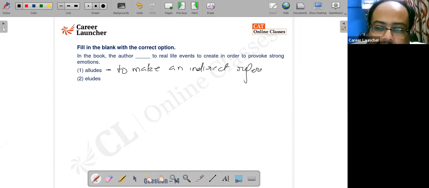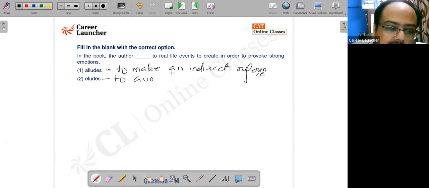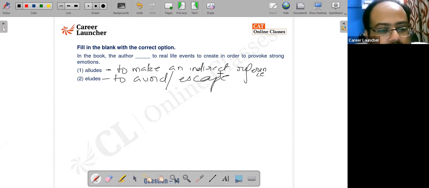The first option refers to making an indirect reference. The second option means to avoid or escape. The second option refers to avoiding or escaping, whereas the first option refers to making an indirect reference.